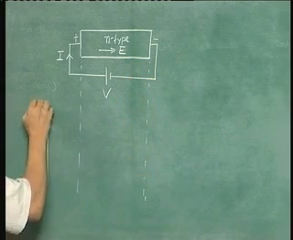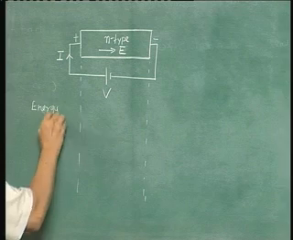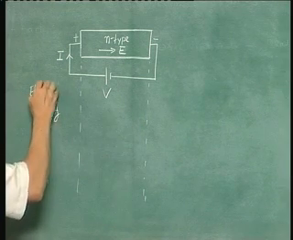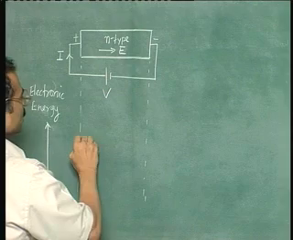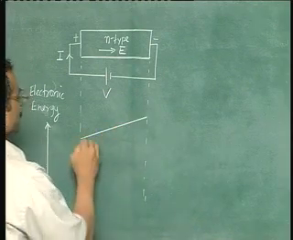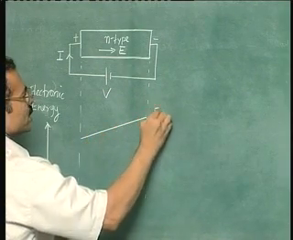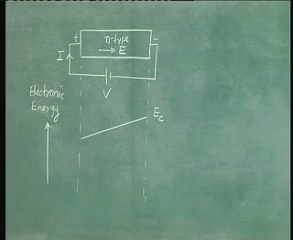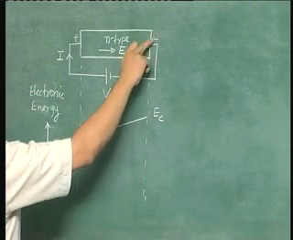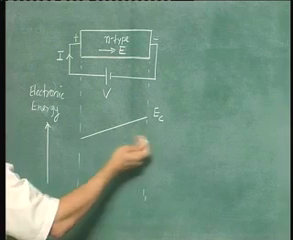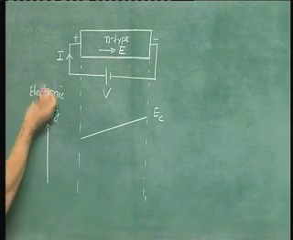So this is energy and electronic energy. So it would be drawn something like this. This is your EC, potential energy of the electron, free electron. This is lower and this is higher because this is negative, more negative. As you move up, you have higher and higher electronic energy.